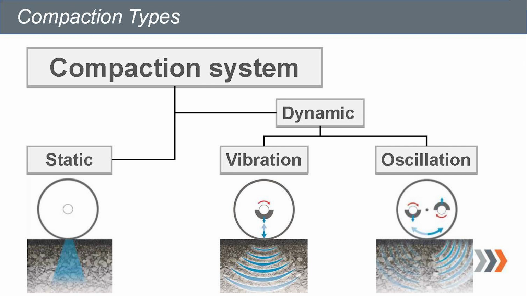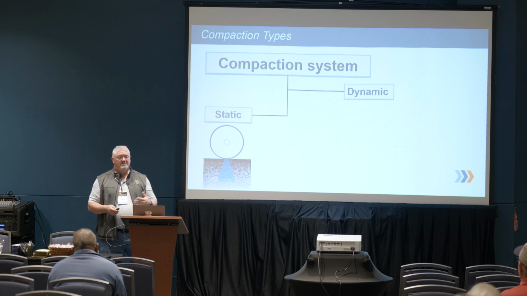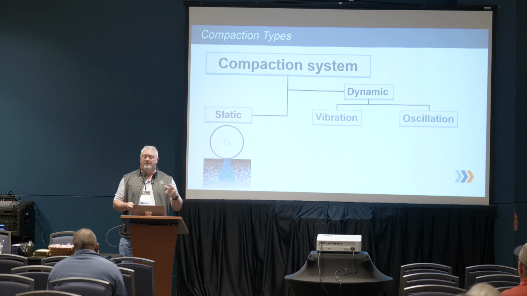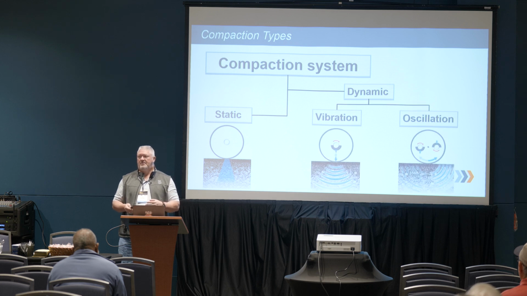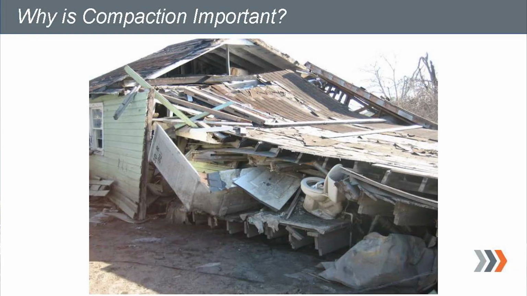When we look at the compaction system, it's really made up of 2 systems. One is static, which is just the natural weight of the machine. The other one is dynamic, and we can split the dynamic into 2 different mechanical means: vibration or oscillation. Because now we're using more fractionated materials, we need more force to break that resistance between the aggregates to get the final compaction we're looking for.